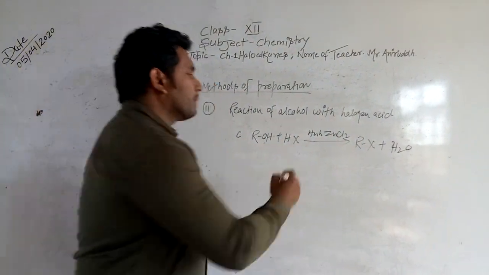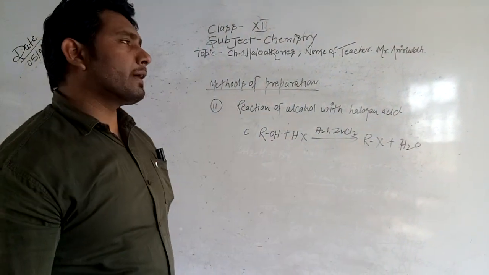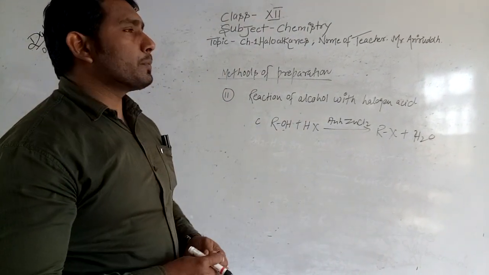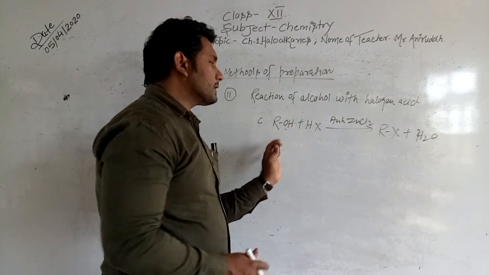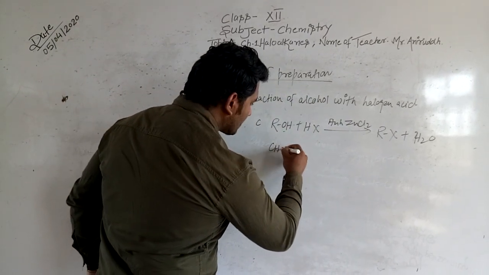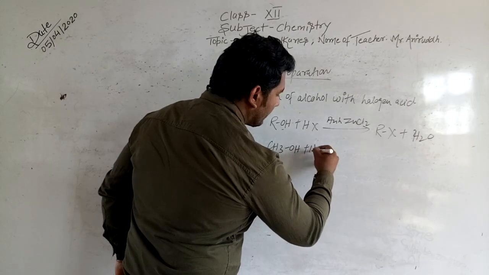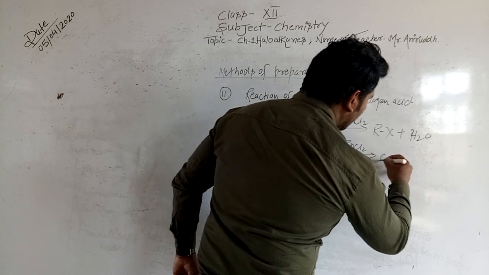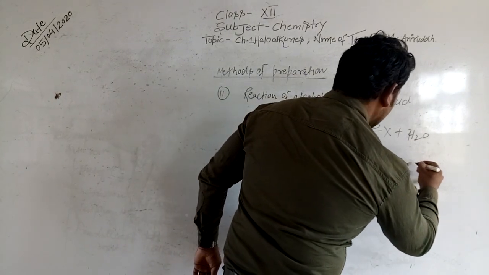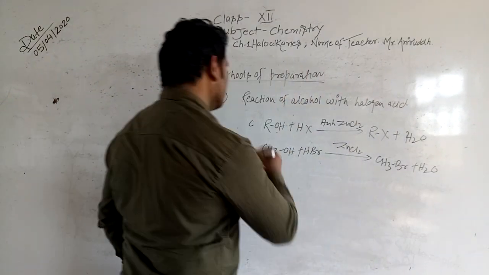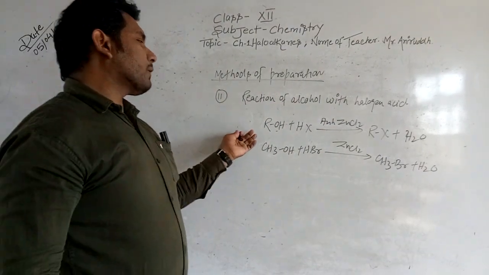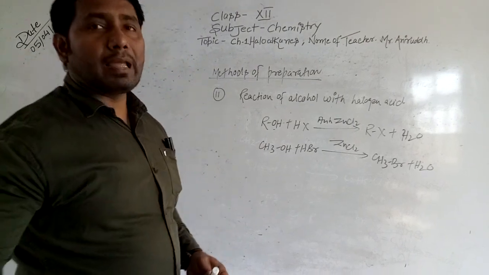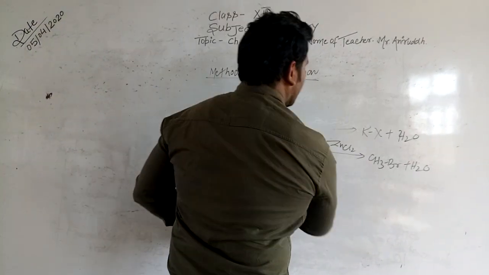Anhydrous ZnCl2 behaves as a dehydrating agent, and that helps to remove the water molecule during the formation of this reaction. I'm going to change the R. Suppose I'm taking CH3OH, methyl alcohol, treated with HBr in the presence of anhydrous ZnCl2, then what will happen? CH3Br plus H2O. So by the reaction of alcohol with halogen acid in the presence of anhydrous ZnCl2, we can prepare the haloalkane. So this is the second process.